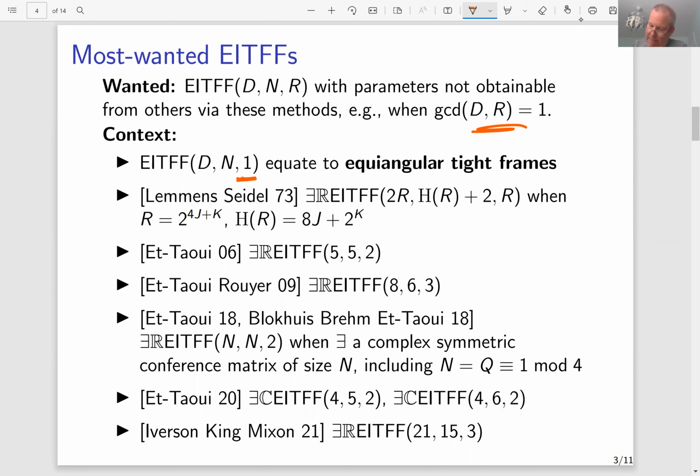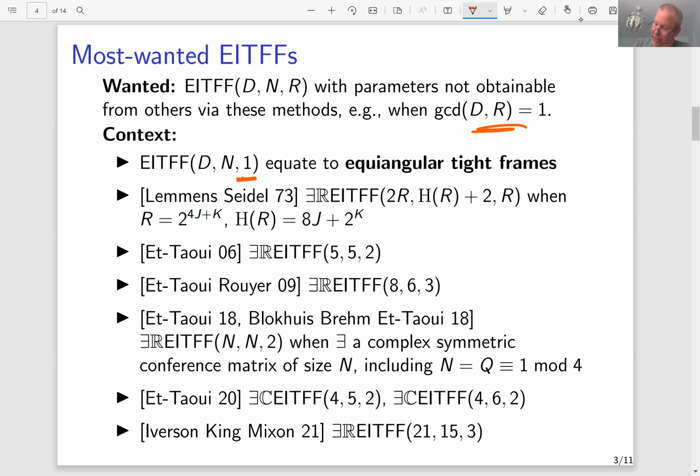Okay, but on top of that, there are a lot of EITFFs that we're just starting to become aware of in recent years. Some have been around for a while, but the awareness of it on our part is fairly recent, that you cannot construct, for example, from equiangular type frames in some combination of those previous tricks, i.e. Naimark complements, direct sums, and Hogar's tricks.